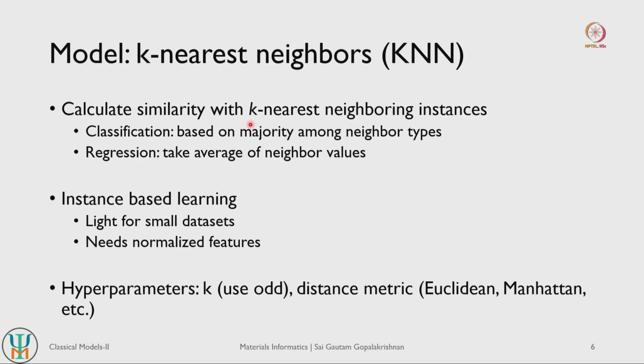So it basically calculates the similarity of any given data point with a set of nearest neighboring instances or nearest neighboring data points, where K represents the number of neighbors that you are actually considering. So if you are doing a 3 nearest neighbor model, then it will consider the 3 nearest neighbors and calculate the similarity of your new data point with respect to its 3 nearest neighboring instances, nearest neighboring data points.